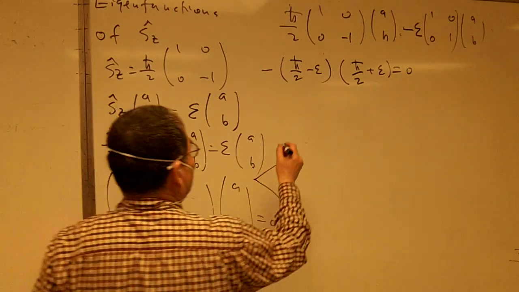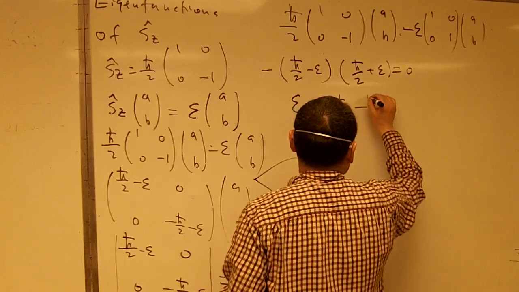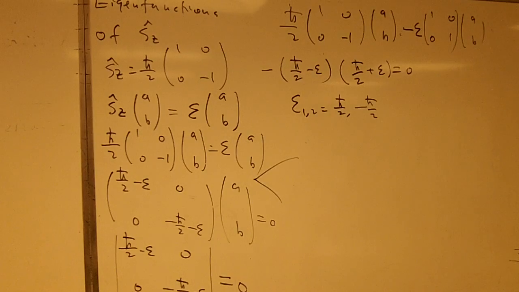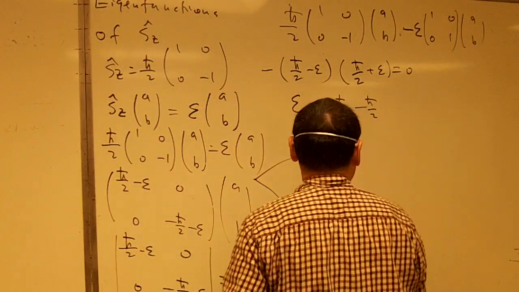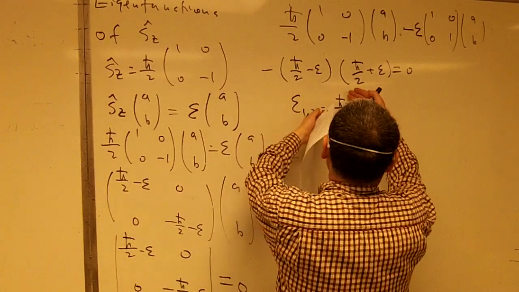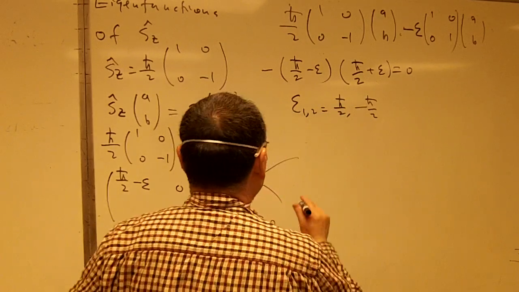Then you can see my epsilon has two values. One is going to be positive, one is going to be negative h bar over 2, and that's my eigenvalue. Let me double check. Yeah, the equality is good. So now, once I got this, this means that the energy levels, the eigenvalues, are h bar over 2 and negative h bar over 2. Now let's look at the eigenvector.